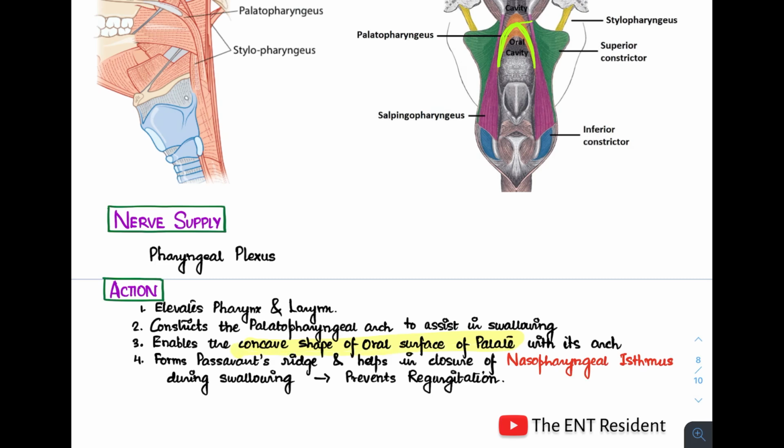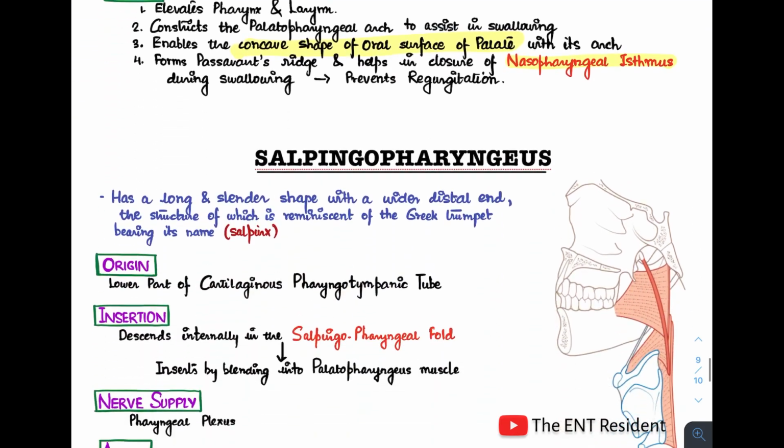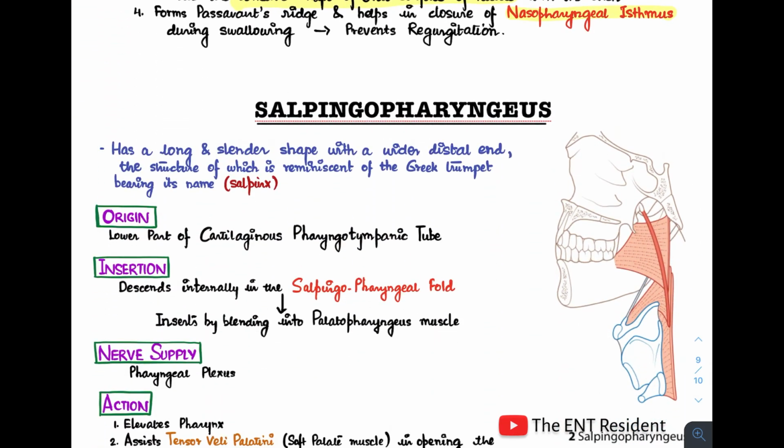And lastly, this is something I've told in my earlier videos, it helps in forming the Passavant's ridge and therefore helping in closure of the nasopharyngeal isthmus during swallowing, therefore preventing regurgitation. Now we'll come on to the last muscle of the pharynx, which is the salpingopharyngeus muscle.